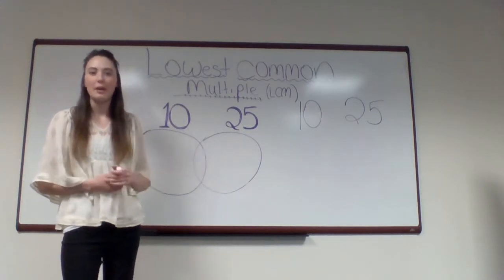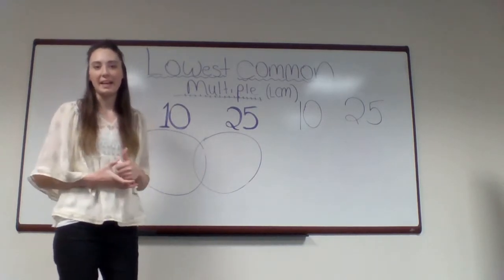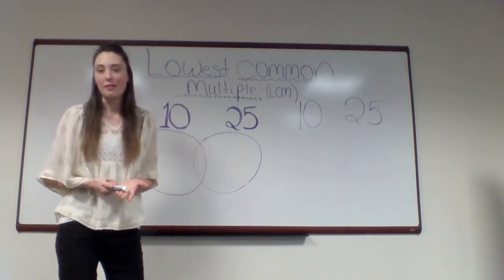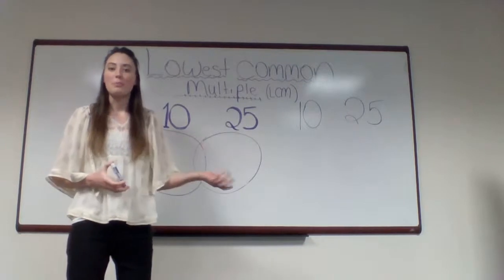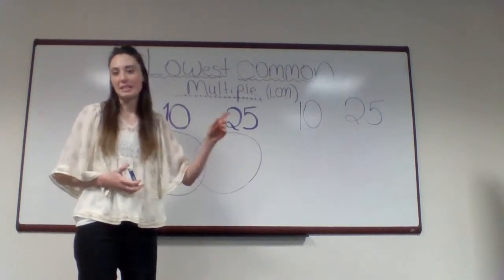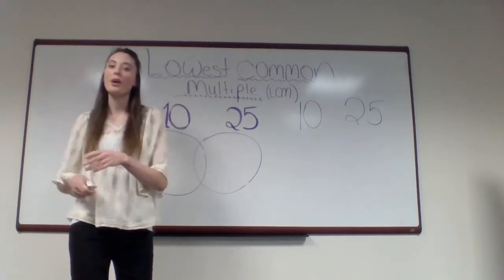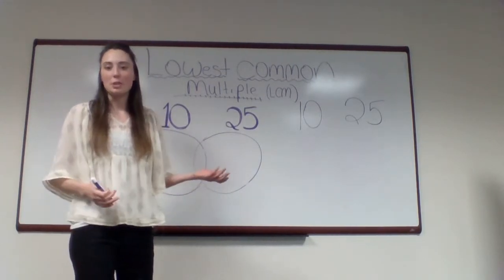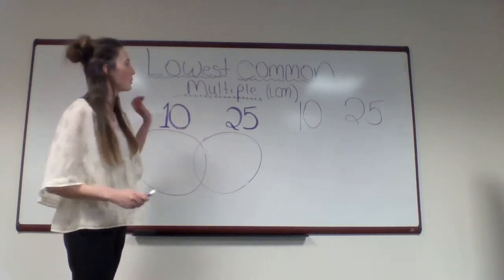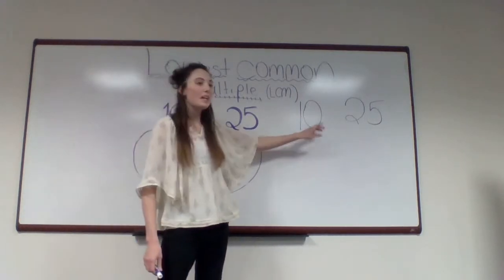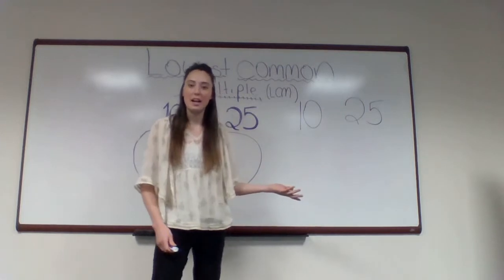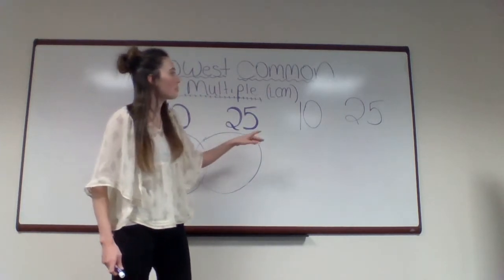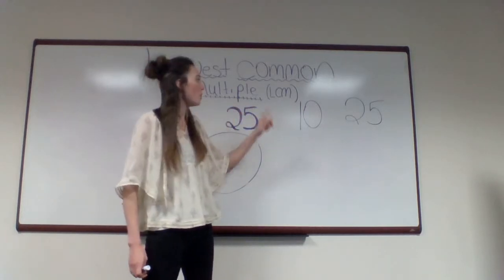What is a multiple? A multiple is a number we get after we multiply a number by an integer. Multiples go on forever. So the multiples of 8 would be 16 and 24 and just keep going. Those are all multiples. But today I'll be talking about the lowest common multiple of 10 and 25. So we're trying to find the lowest common number that is a multiple of both.